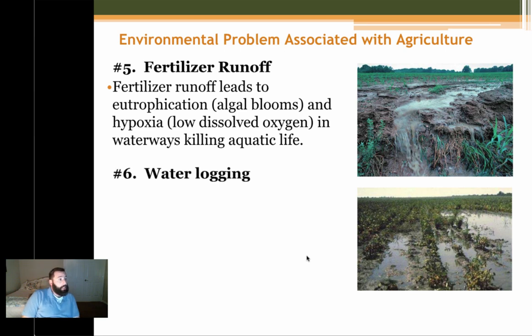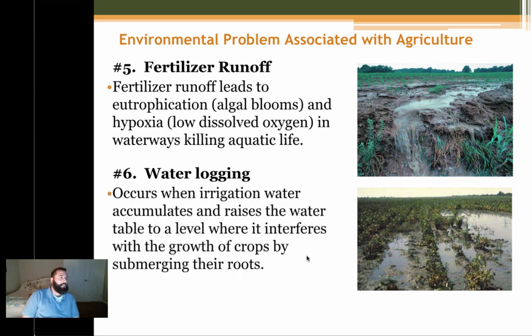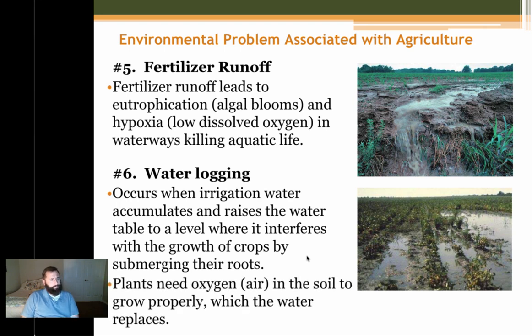The last environmental problem associated with agriculture is waterlogging. This is just when irrigation water accumulates so much it raises the water table to a level where it interferes with the growth of the crops by submerging the roots, right? Roots need oxygen in order to continue to live, and so if we fill up the area with water, then it becomes waterlogged and plants will die.